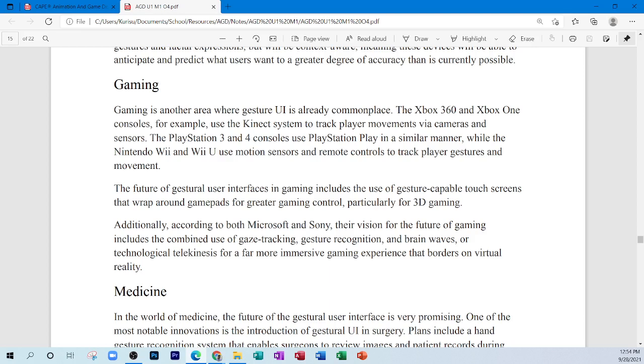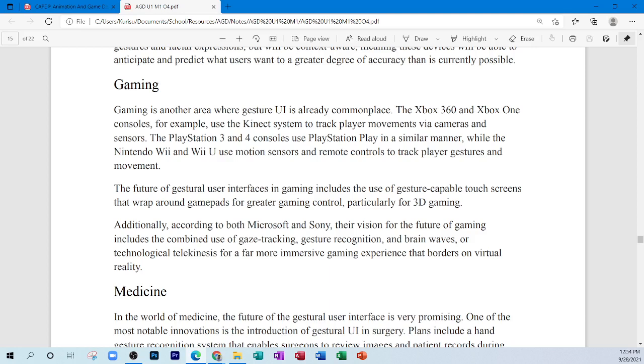Additionally, according to Microsoft and Sony, their vision for the future of gaming includes the combined use of gaze tracking, gesture recognition, and brainwaves or technological telekinesis for a far more immersive gaming experience that borders on virtual reality. Good.